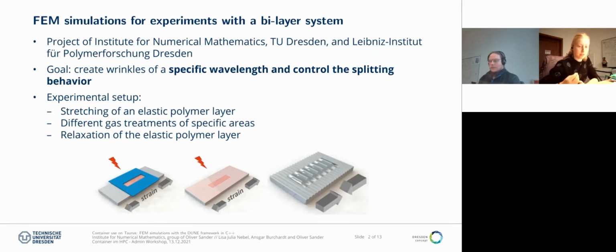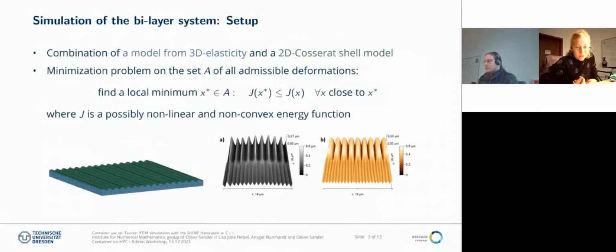And what's specifically interesting to the people from the Polymer Research Institute is exactly the boundary of two different areas. So where wrinkles of a big wavelength merge into wrinkles of a smaller wavelength. And they would like to have simulations that kind of repeat the experiments in a numerical way. So this is what we were doing as a simulation.